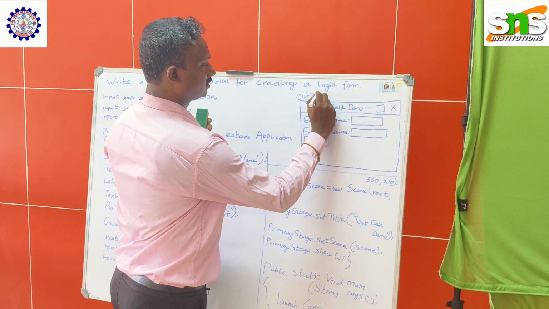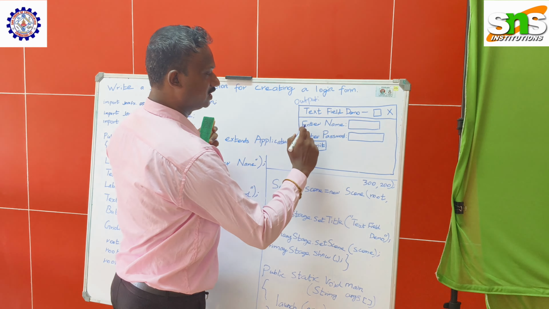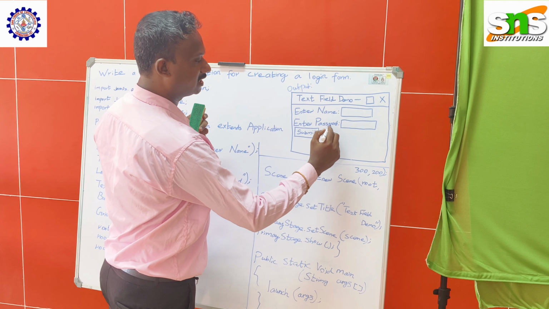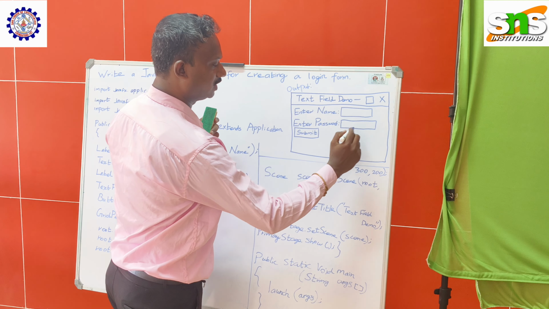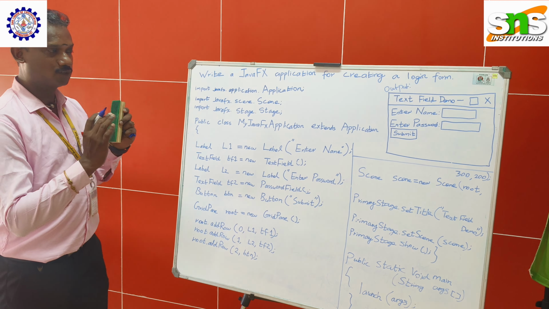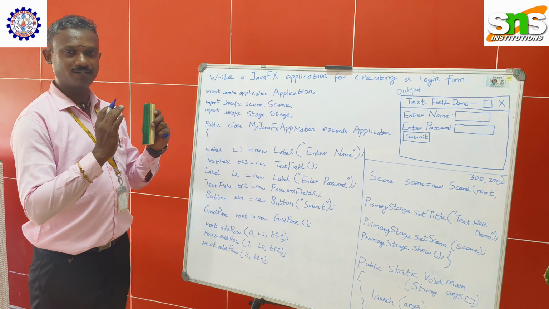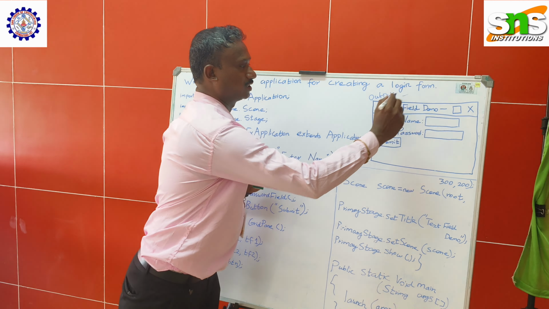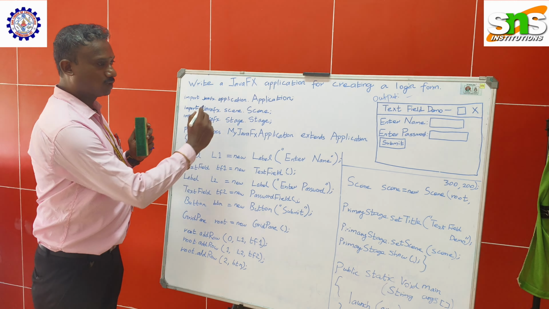So we have created one form. In that form, we have two labels, that is enter name and enter password. We have two text fields and there is one submit button. So this is the expected output that I need. We need to write a program to get this particular output. Let us start one by one.